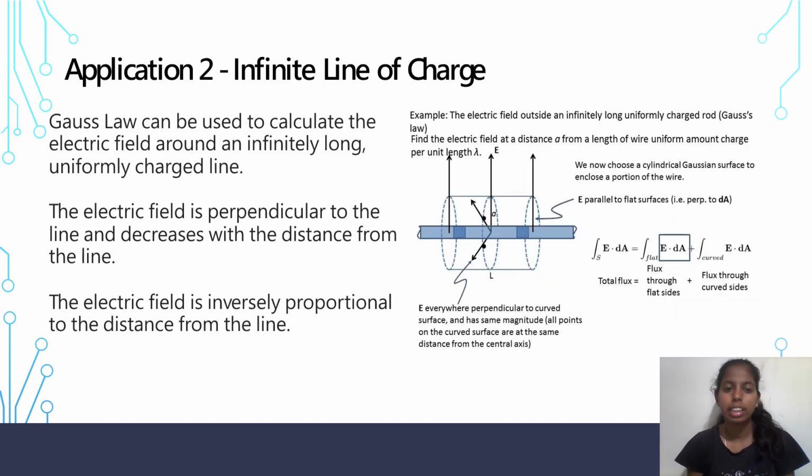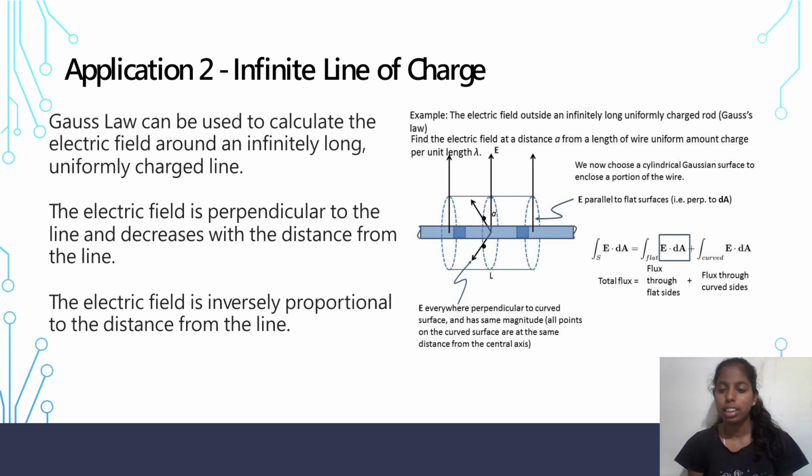Now let's see the second application of Gauss law in an infinite line of charge. Gauss law can be used to calculate the electric field around an infinitely long, uniformly charged line. The electric field is perpendicular to the line and decreases with the distance from the line. The electric field is inversely proportional to the distance from the line.